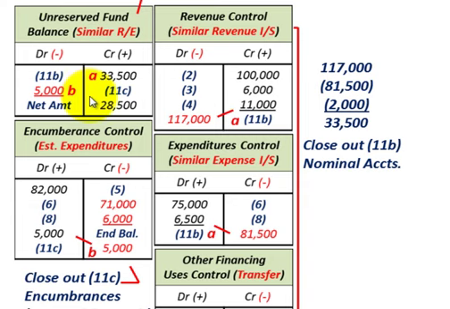Okay, so that'll summarize our example using governmental accounting, and our closeouts for the budgetary accounts, the nominal accounts, and our encumbrances.